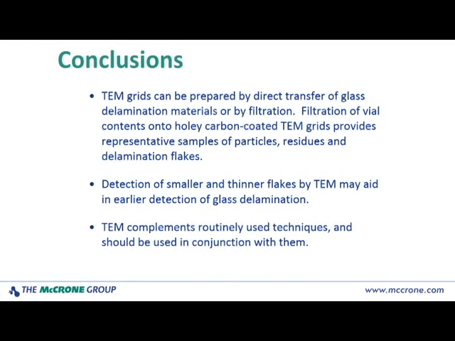TEM grids can be prepared here at McCrone by direct transfer of glass delamination materials or by filtration. And we've shown that filtration of vial contents onto wholly carbon-coated TEM grids provides representative samples of particles, residues, and delamination flakes. Detection of smaller and thinner flakes by TEM may aid in earlier detection of glass delamination. And because it's a high-resolution, high-magnification technique, TEM samples small volumes of material.